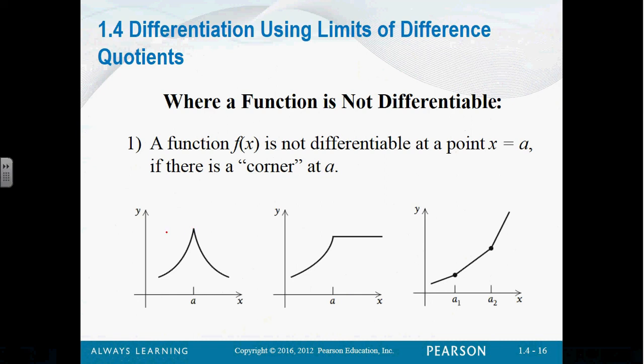Well, that line is tangent there, isn't it? That line is tangent to that point as well, as is that one, that one. Those curves have an infinite amount of tangent lines, so we can't really say that this is the slope of that tangent line. That's why it's not differentiable. Same way here. That's a tangent line, that's a tangent line, that's a tangent line. So anywhere there's a corner, it's not differentiable.